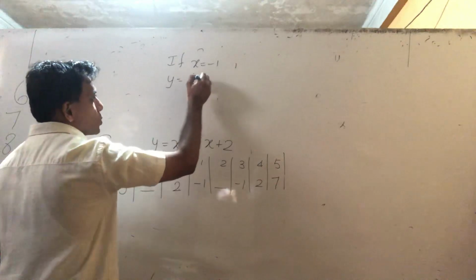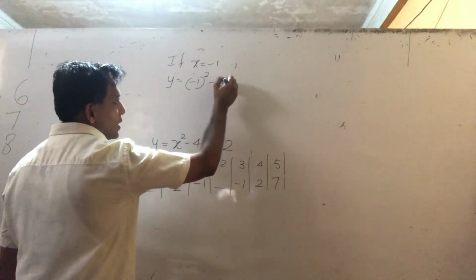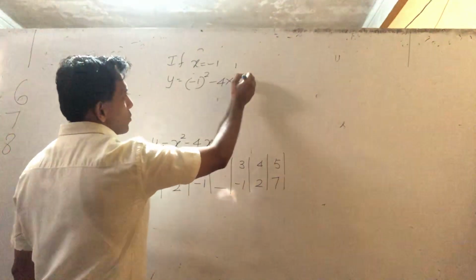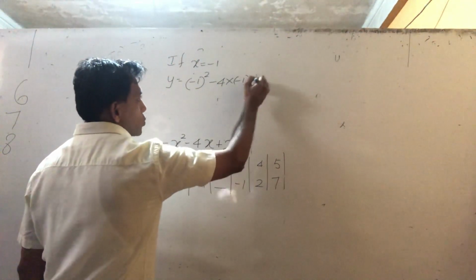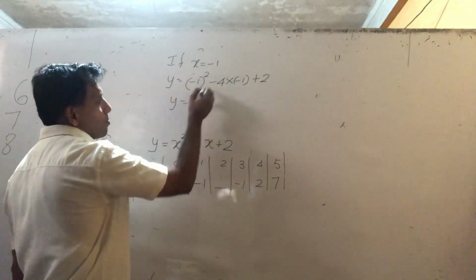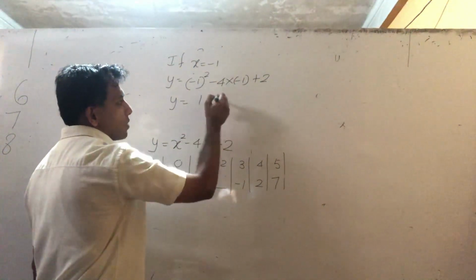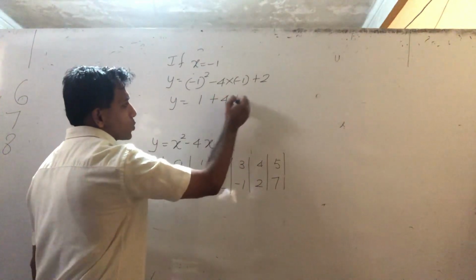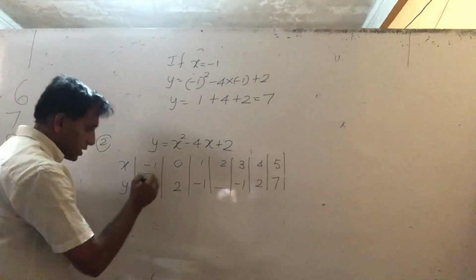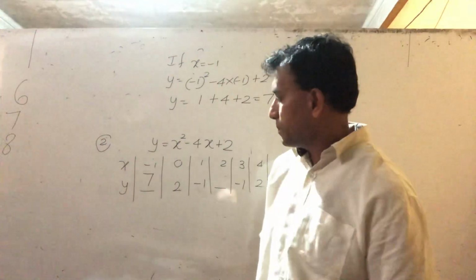For x equals minus 1: y equals minus 1 squared, minus 4 times x, that is 4 multiplied by x, so 4 times minus 1, and plus 2. So y equals plus 1, minus minus plus 4, plus 2, so the answer is 7. When x equals minus 1, y equals 7. In O level they give only 1 or 2 blanks, 1 mark for each blank.